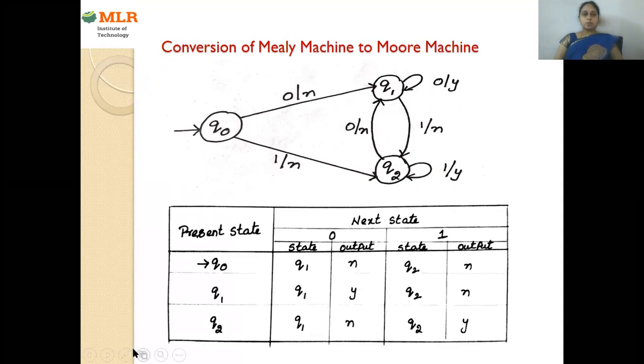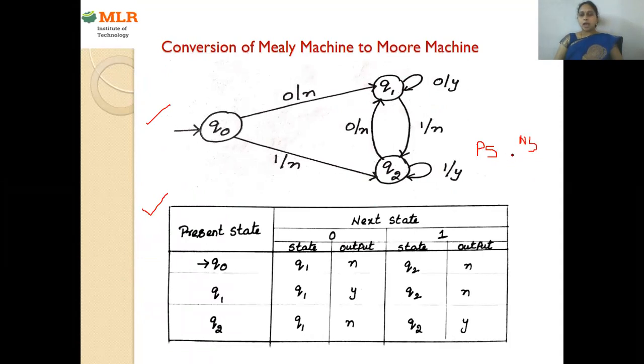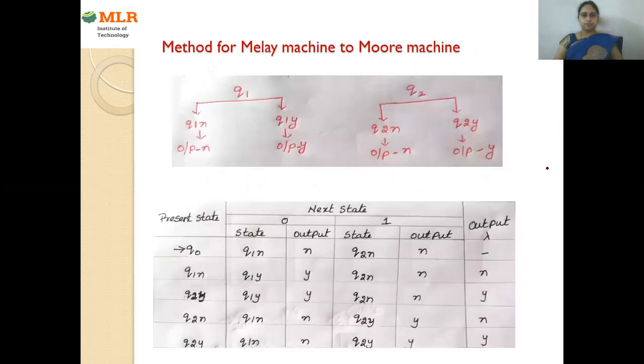This is a transition diagram already represented for a Mealy machine here, and this is its transition table. Now you need to convert this Mealy machine to a Moore machine, and you know the structure of how it will be. You will have the present state and the next state, and the transitions on 0 and 1, and only the output you will be finding. This is the transition table for a Moore machine. Now based on this, we are going to apply the steps to convert the Mealy machine to a Moore machine.